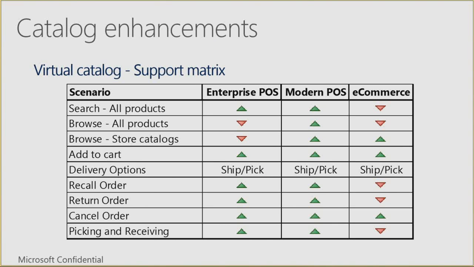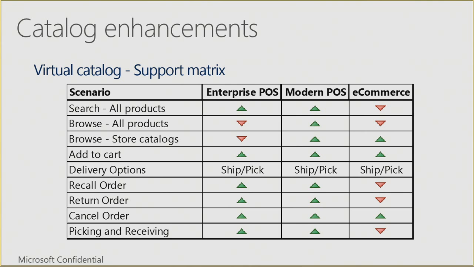The next one is browsing of all the products, and again what I mean by all products is the retail categorized release products. We will enable browsing of that in the modern POS, but not in enterprise POS. The reason it's not supported in enterprise POS in this release is purely for scoping reasons. It's the scheduling, right? That's what it came down to. So we had to deprioritize that. The browsing of the store catalogs can be done in both modern POS as well as in e-commerce.